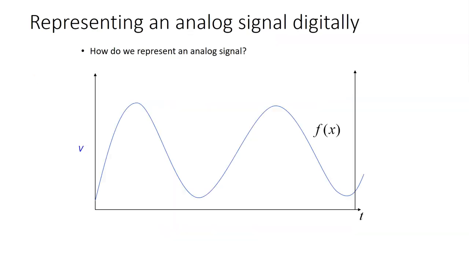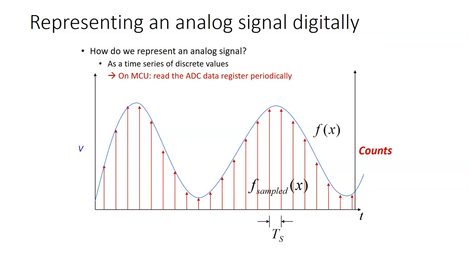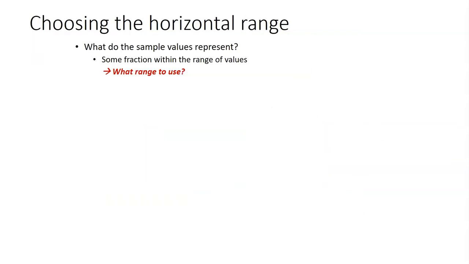Then in software, we can interpret this digital value and convert it into the engineering units that our application bases its logic on. And so how do we represent an analog signal digitally? Remember, an analog signal is continuous in time and magnitude. The way that we typically do this is to take samples, and we'll represent the analog signal as a time series of discrete values. So our microcontroller will read the ADC periodically to create this time series. The frequency of the sampling, or the period between samples, is a key parameter, which we'll talk some more about in a second.